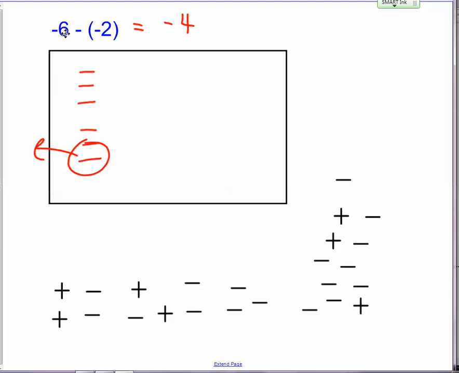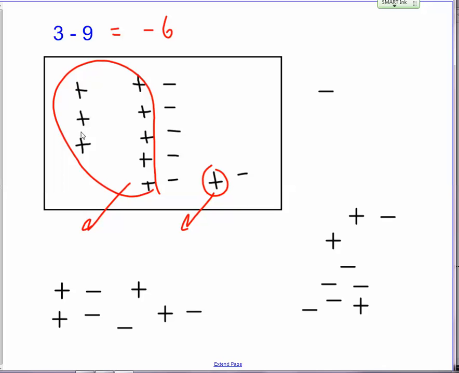So then you tried some. We start with 6, take away 2 negatives, and we're left with negative 4. Start with 3 positives. We have to take out 9. I don't have 9, so I have to fill in zeros. Now I take out my non-positives, and I'm just left with these 6 negatives.